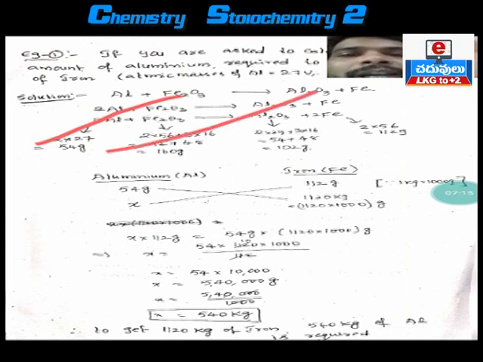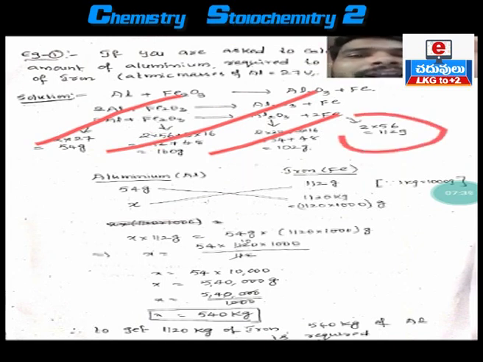Now coming to aluminium oxide. How many aluminiums do we have? 2 aluminiums. 2 into 27 plus how many oxygens? 3 into 16. Okay, simplify this. 2 into 27 is 54 plus 3 into 16 is 48. 54 plus 48, 102 grams. This is the weight of aluminium oxide. Now coming to iron. How many irons do we have? 2 irons. 2 into 56 is equal to 112 grams. So we have calculated the weights of reactants and products.